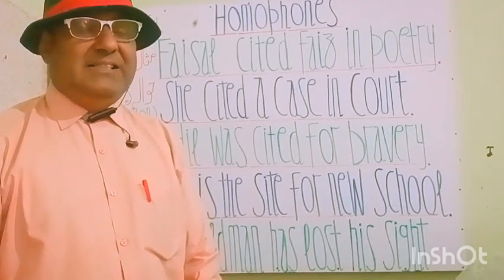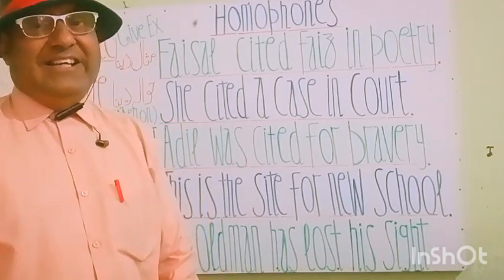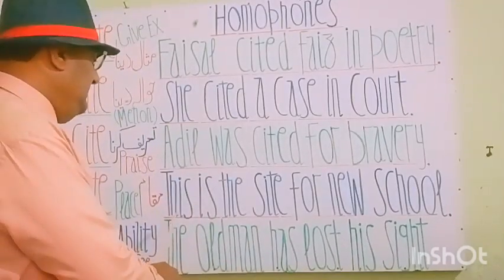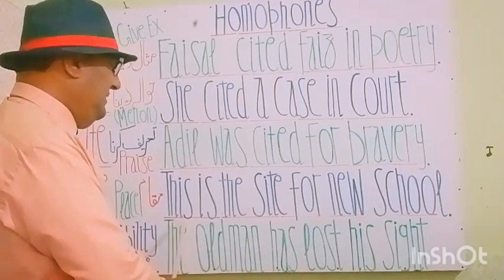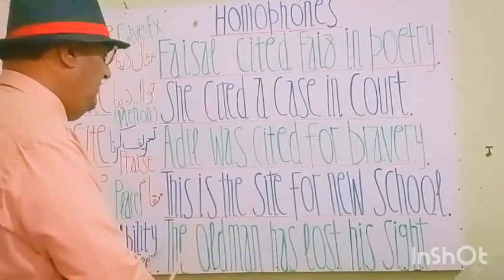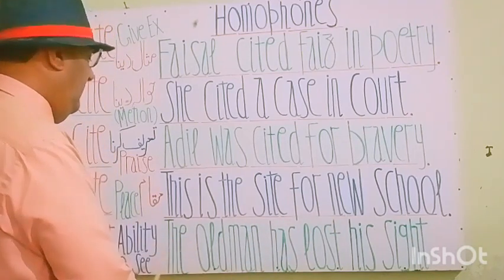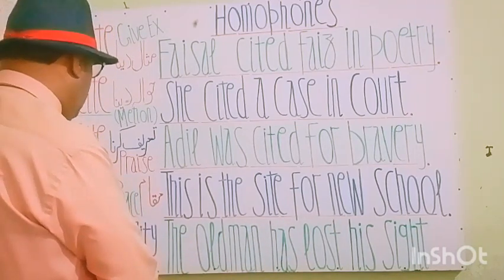So this is a site, S-I-T-E. Site means place. So statement is: This is the site for new school. ये जगह नए स्कूल के लिए है. Let's see the next statement.